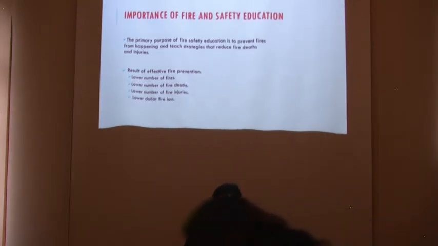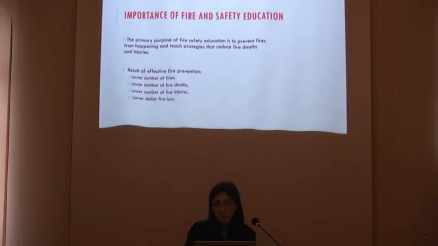Importance of fire and safety education. The primary purpose of fire safety education is to prevent fire from happening and teach strategies that reduce fire deaths and injuries. Result of effective fire prevention: lower number of fires, lower number of fire deaths, lower number of fire injuries, lower fire loss.